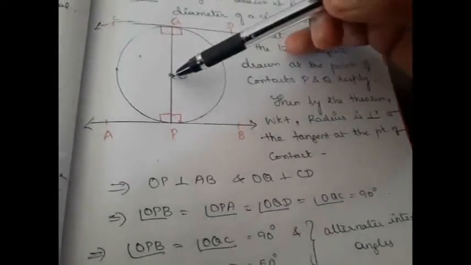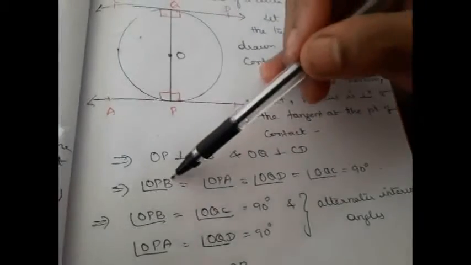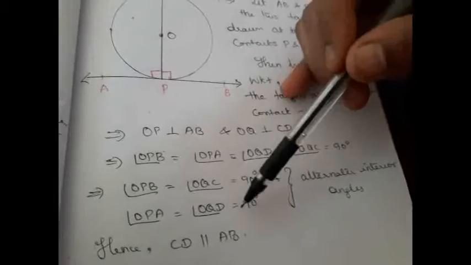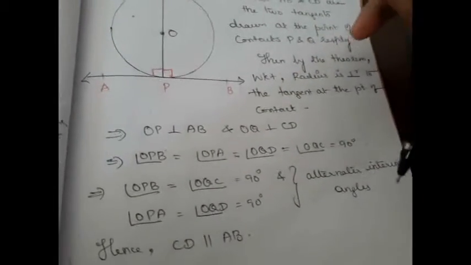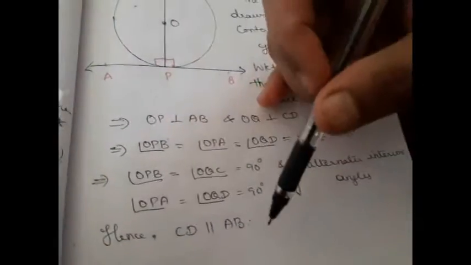What does it mean? This angle is 90 degrees, all four angles are 90 degrees, which implies angle OPB is equal to angle OQC. Similarly, these two angles are equal, but they are alternate interior angles, and hence CD will be parallel to AB. That's it. Right? Hope you understood.